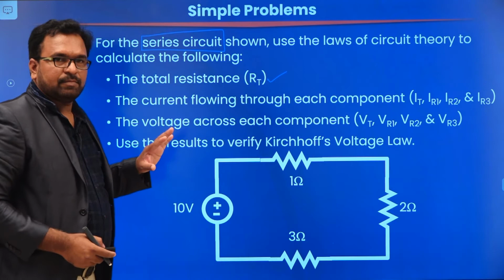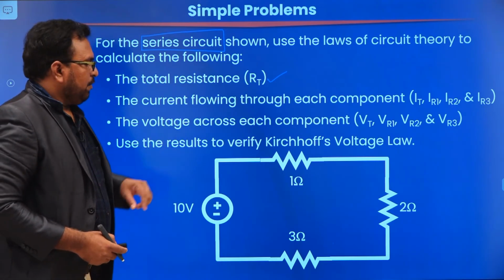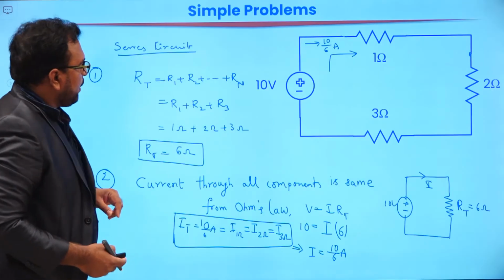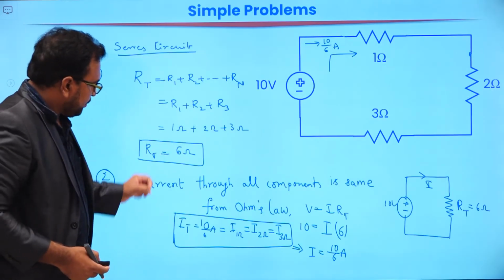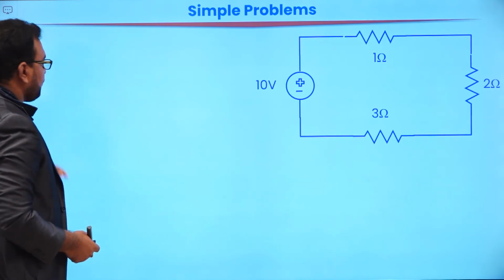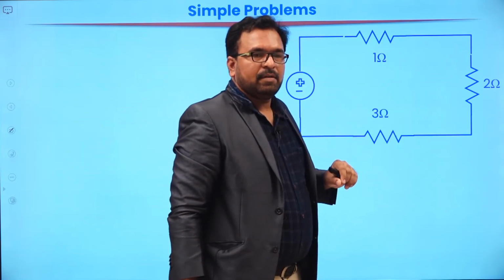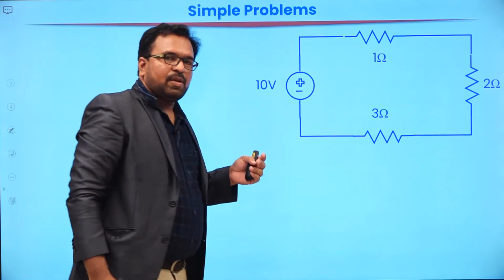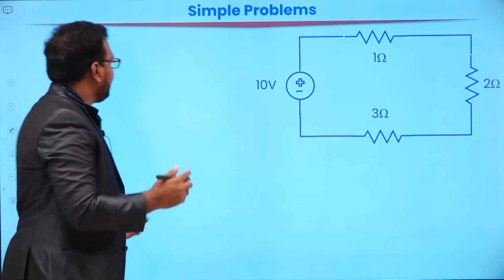How we are going to solve the voltage across each component? We are going to solve this in 2 ways. So let us remember that the total resistance is 6 ohms and the current is 10 by 6 amperes. Now how will you calculate the voltage across each component? Just now we discussed about the voltage division rule. In case of series circuit, the voltage is going to be divided.